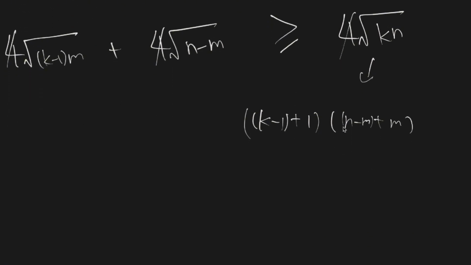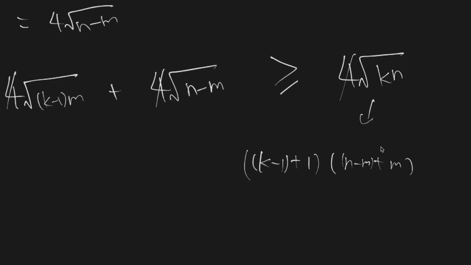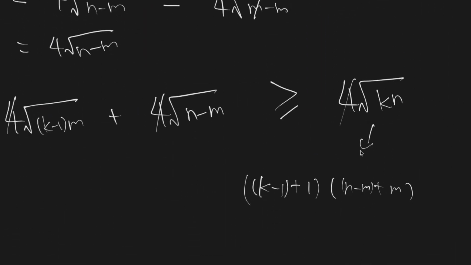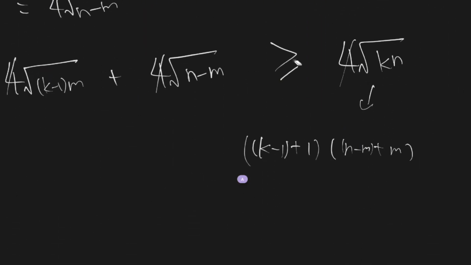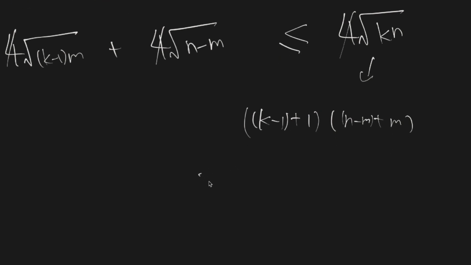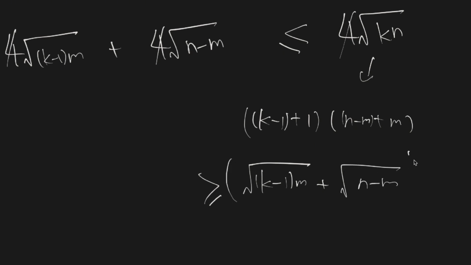So by Cauchy-Schwarz, whatever this is supposed to be, wait, sorry, I reversed the sign again. Okay, this is meant to be less than or equal to. By Cauchy-Schwarz, this thing is greater than or equal to, let's multiply k minus 1 and m. So the square root of k minus 1 times m, plus the square root of 1 times n minus m, so square root of n minus m, is less than or equal to this thing squared. And recall that this is kn.